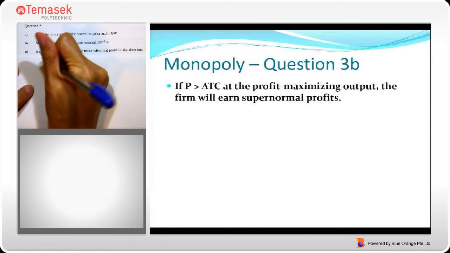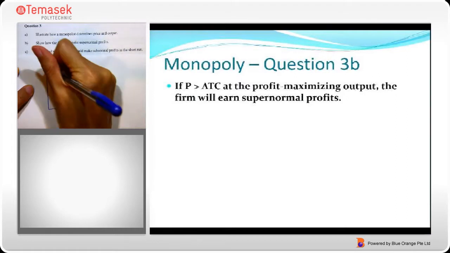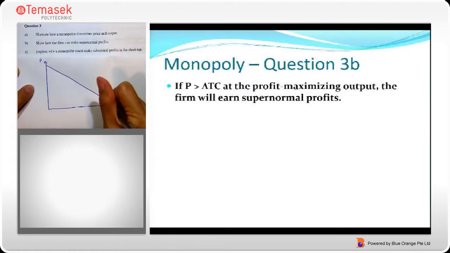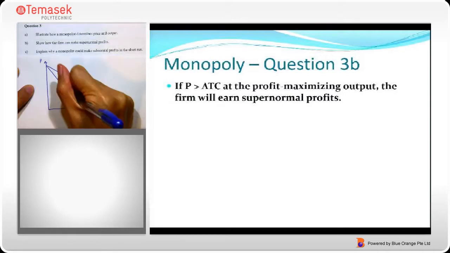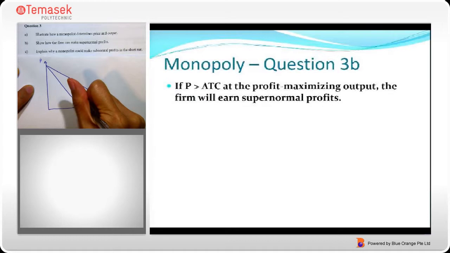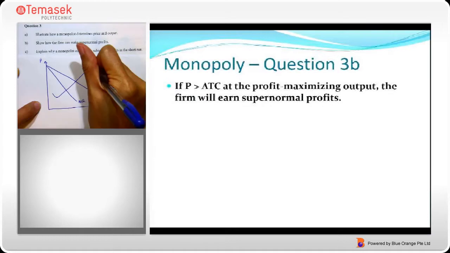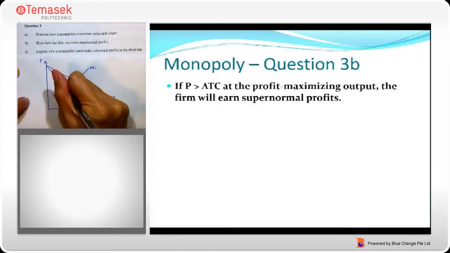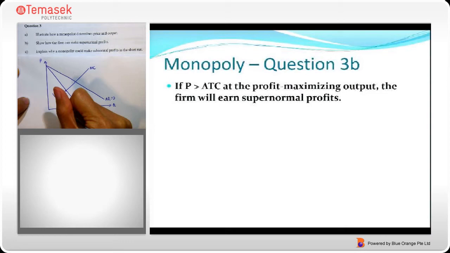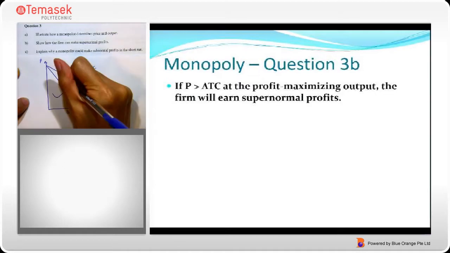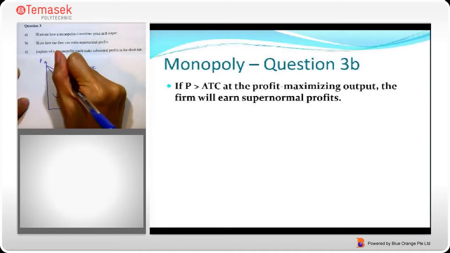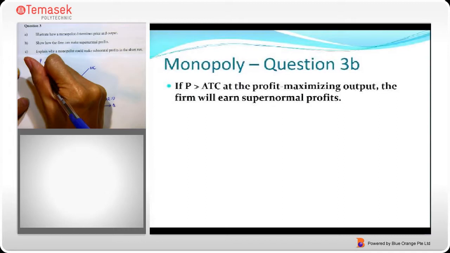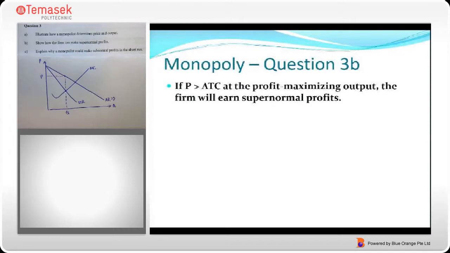So P, Q. Start by drawing our AR, which is demand, MR, and also MC. We know that MR equals MC, the intersection gives us our profit maximizing output. In order to get price, from Q we need to dot up until the demand curve and dot across. This gives us the profit maximizing price.